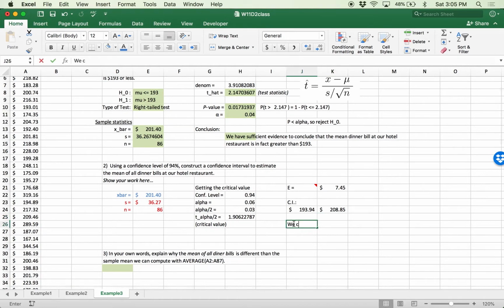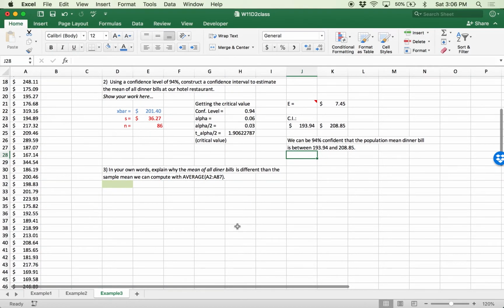All right, so we can be 94% confident that the population mean dinner bill, right, so the mean dinner cost in the population, is between 193.94 and 208.85. So somewhere right around $200 seems to be the best guess here. And we can see why the initial claim that it's less than 193 would be rejected.